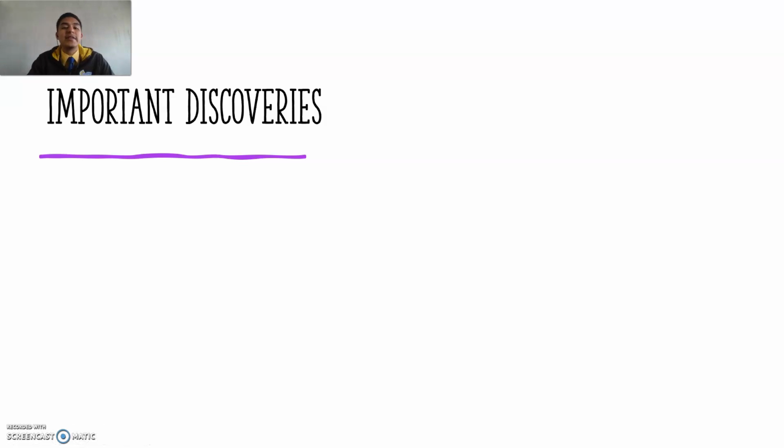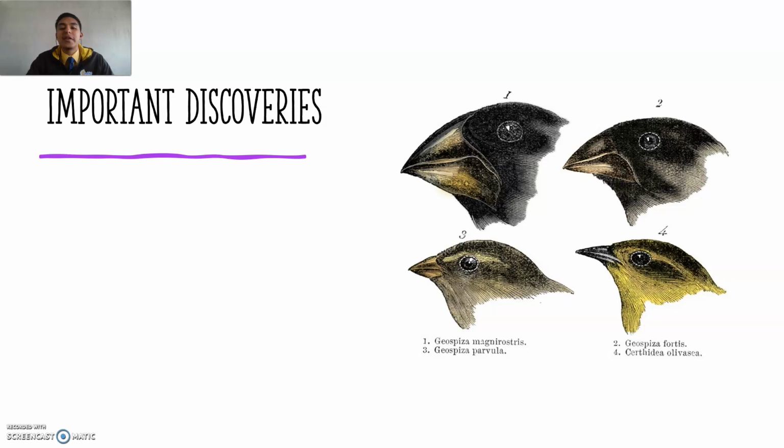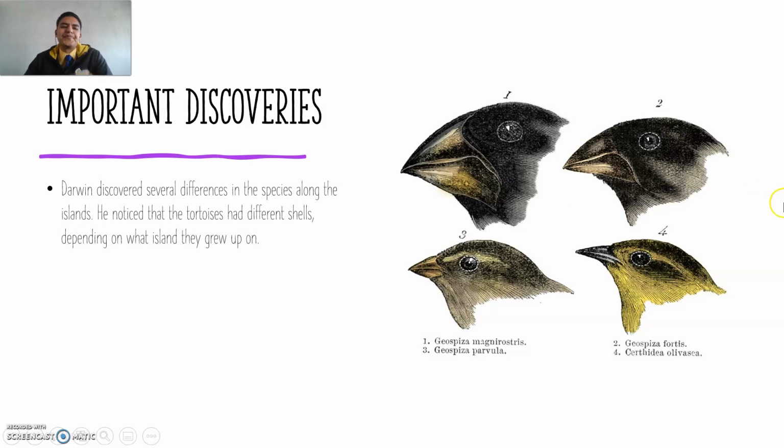So here are some important discoveries. He was observing the beaks of the birds in several locations around the world. And just like you can notice, each one of the birds has a different beak. One of them has a way larger beak, another one is smaller, and some others are way bigger as well as thicker. So why does that happen?